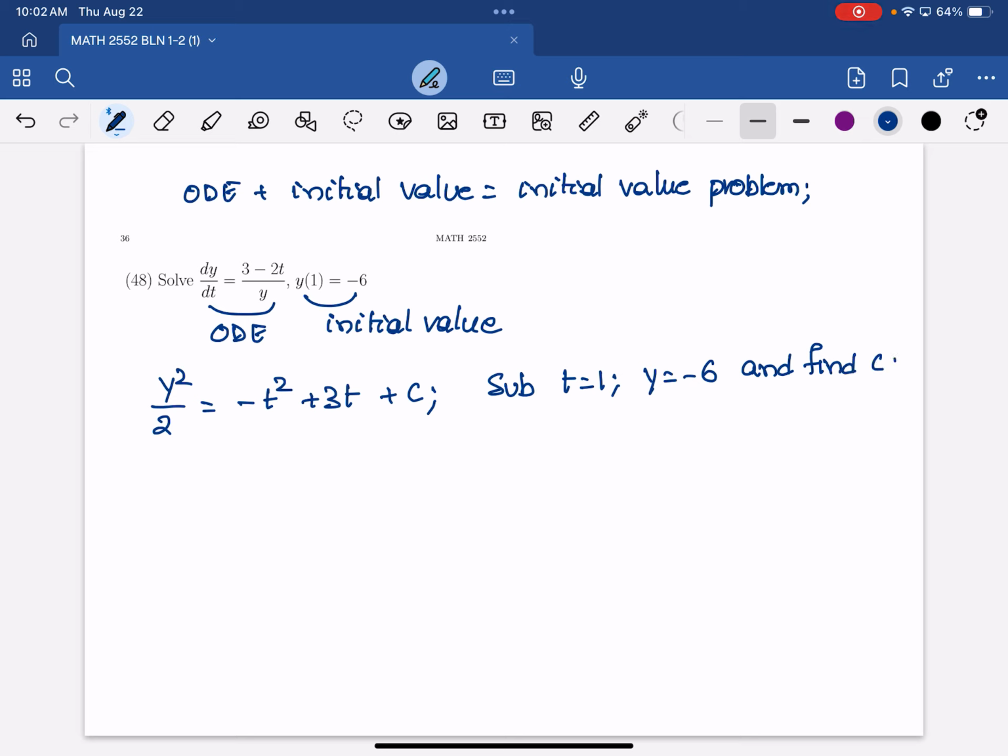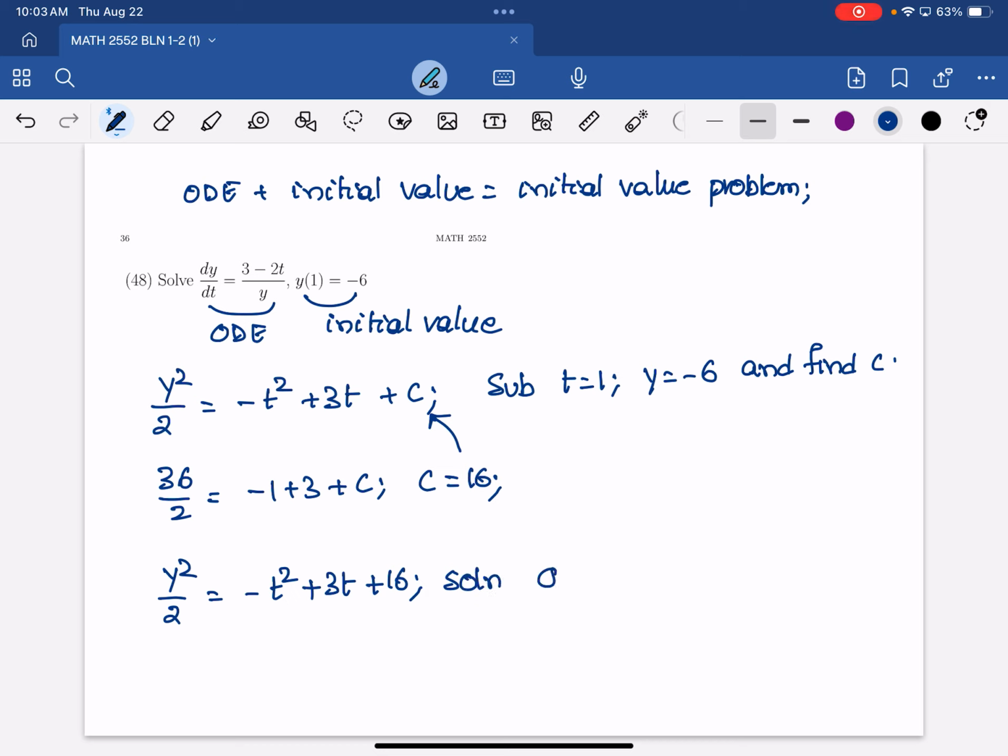So when you do that, you're going to get 36 over 2 equals negative 1 plus 3 plus c. So that gives you 18 minus 2, c is 16. So substituting c equals 16 back into your solution, you get y squared over 2 is going to be negative t squared plus 3t plus 16. Is that right? So that is the solution of the initial value problem.